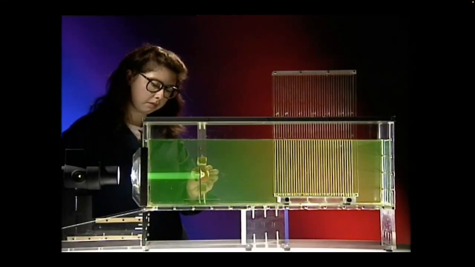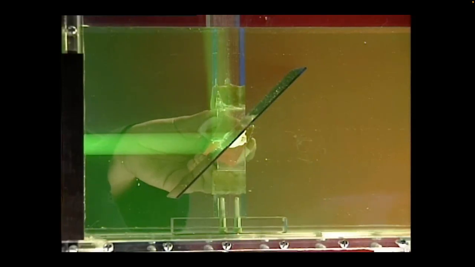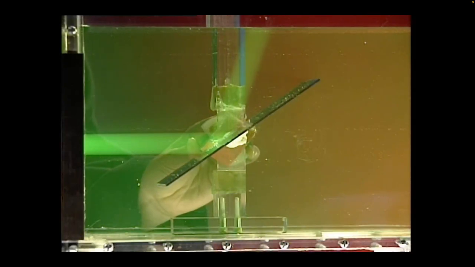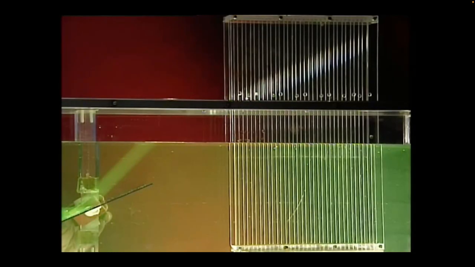Let's investigate. We'll use this water tank as a parallel beam of light to demonstrate total internal reflection. A chemical in the water fluoresces when the light strikes it, showing the path of the beam. This mirror reflects the beam up to the surface of the water at any angle we choose. When the beam strikes the surface straight on, very little of the light is reflected. At a shallower angle, more of the light is reflected, but most still passes out into the air, as shown by this thread screen. Notice the misalignment between the beam in water and the beam in air.